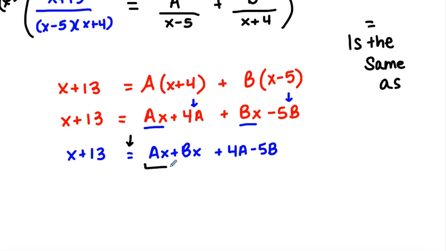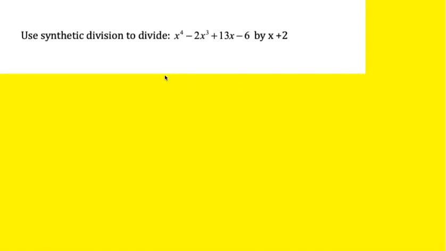Well, I'm going to look at this and this, okay? If I factor out an x, then I could actually write this as a plus b x, okay? And then this is just a constant for a minus 5b. And I'm actually going to put it in parentheses just so you can kind of see what I'm thinking. So we want to use synthetic division to divide.